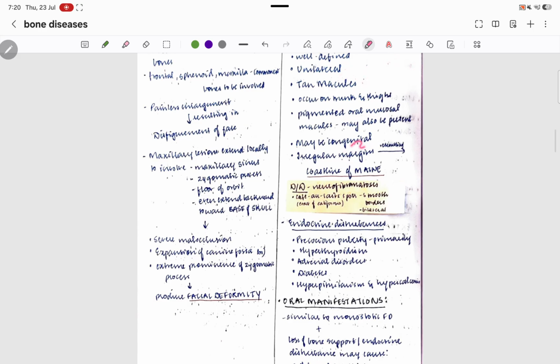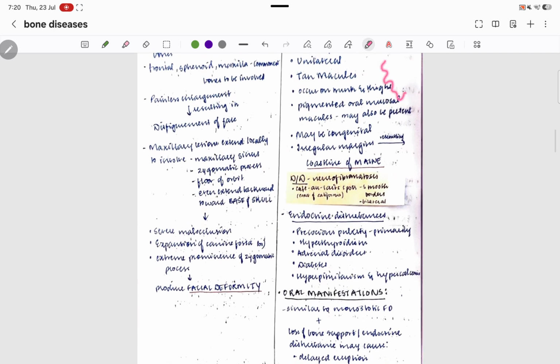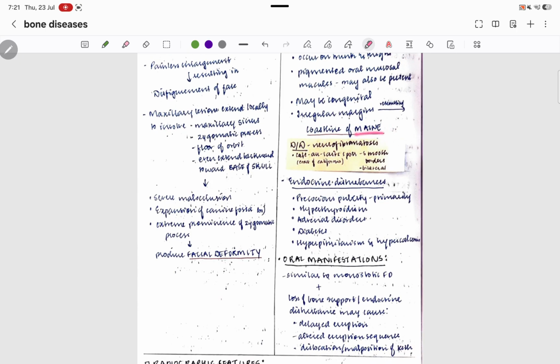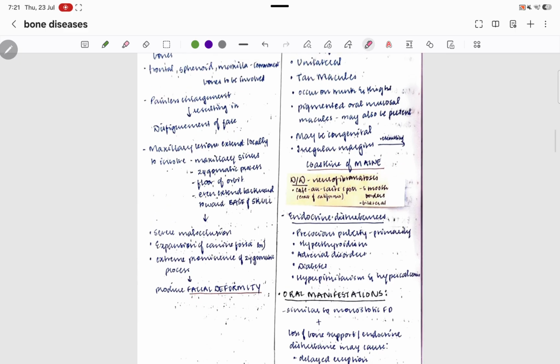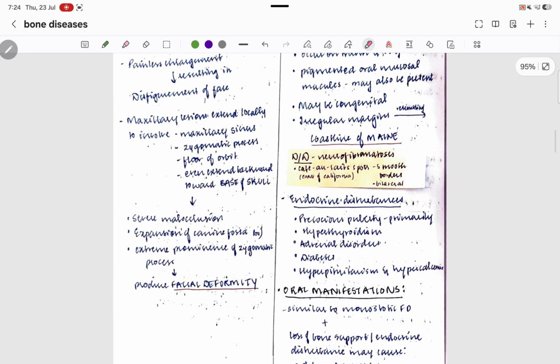Then it may be congenital, with irregular margins. The borders are well defined but irregular. These irregular borders resemble the coast of Maine. Let me check, guys. Yes, I have looked through it. It is the coastline of Maine, not Marine. Okay, Maine, coastline of Maine.